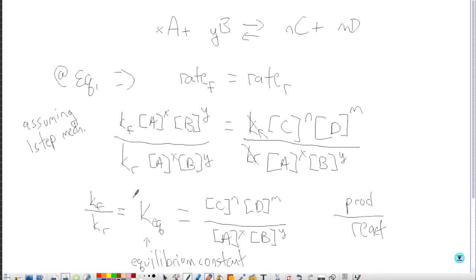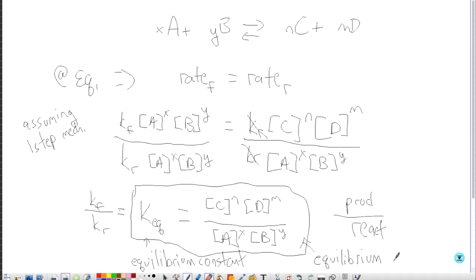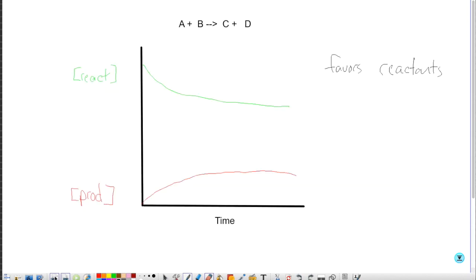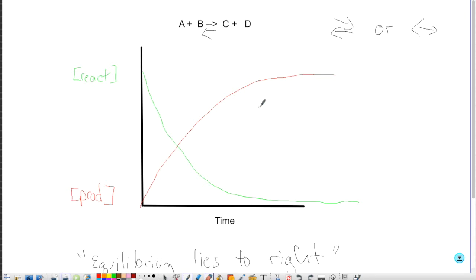All right, so this bit here, KEQ equals all this awesomeness. This equation is called the equilibrium expression. Okay? So I want to go back and I want to see how this applies to the last two graphs that we made. All right?